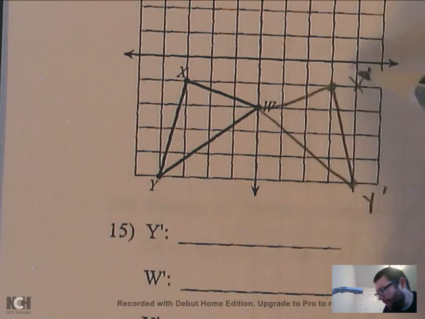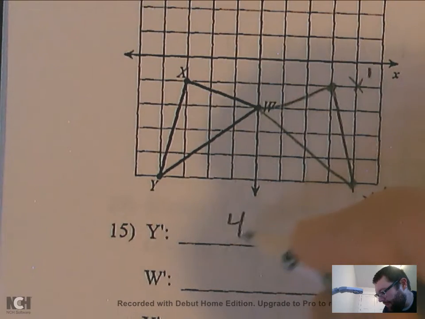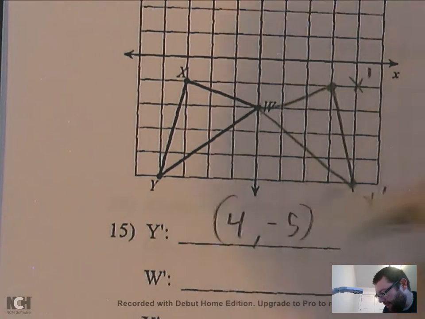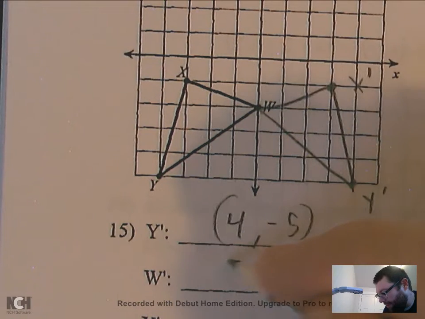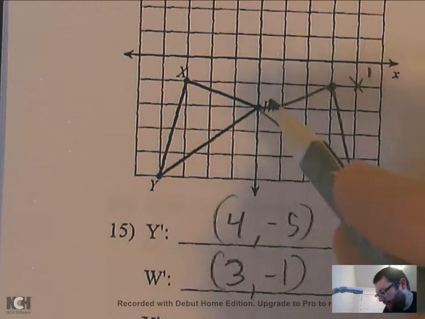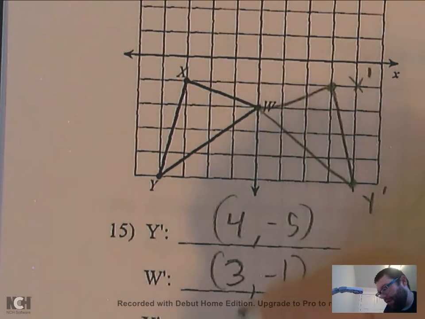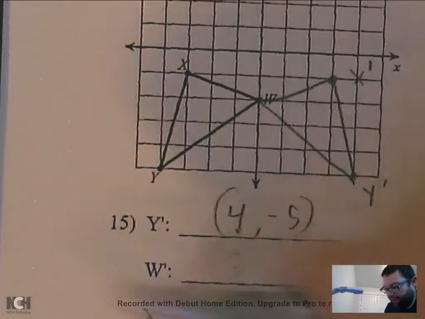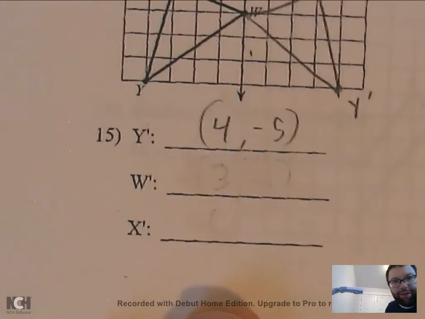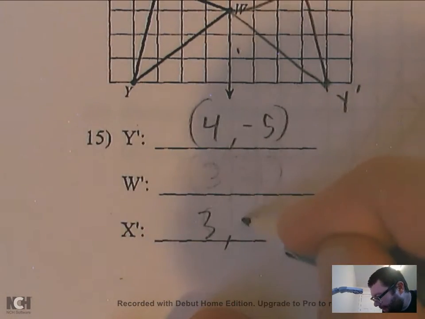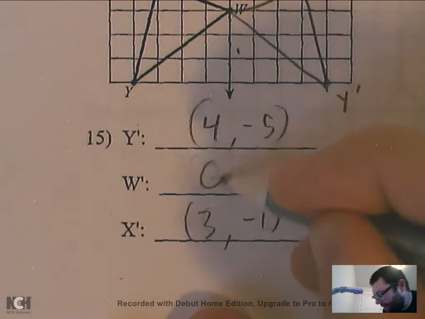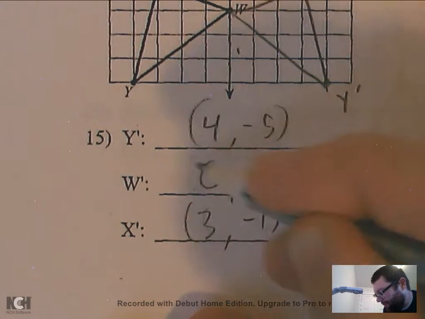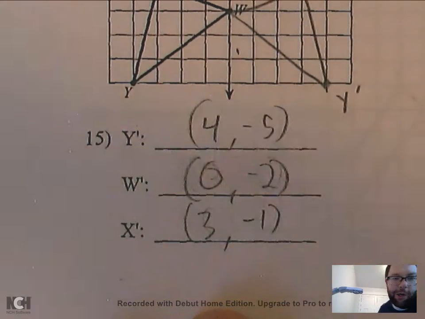So Y became, instead of -4, -5, it's now +4, -5. X became +3, -1. And W was originally 0, -2. Oh, and I put that in the wrong spot. You guys at home are like, what are you doing, Anderson? Well, I'm putting things in the wrong spot, obviously. X was 3, -1. And W is 0, -2. And that's it. All you're doing for reflections.